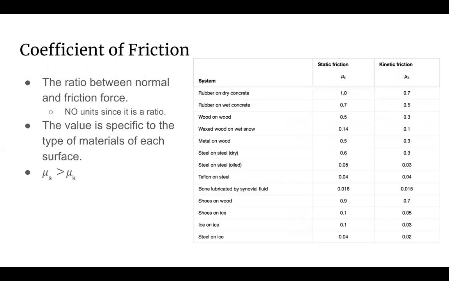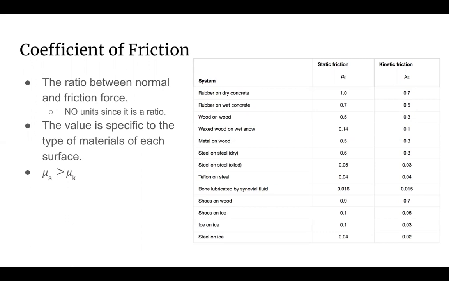So you can see here, you do not need to write down this chart, but if you look at this chart, you can see that we've got rubber on dry concrete, so like a wheel on concrete, rubber on wet concrete, wood on wood, waxed wood on wet snow, like a sled or a skiing, metal on wood, steel on steel. There's a lot of different options here.